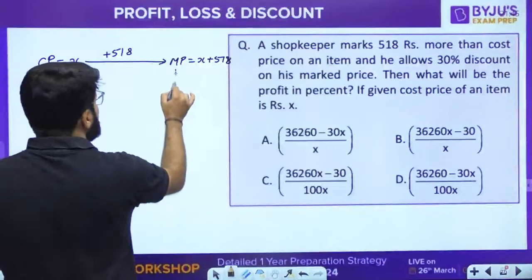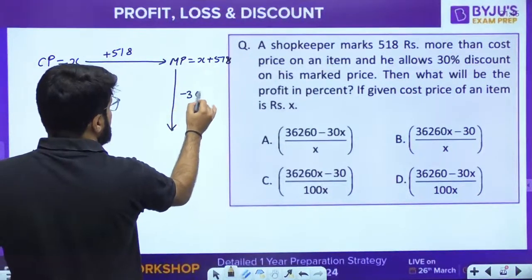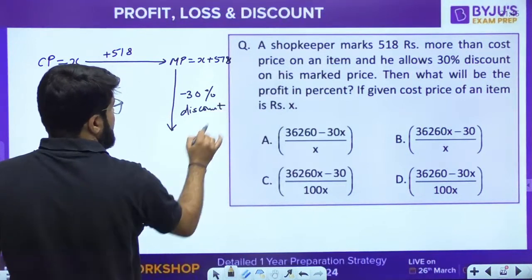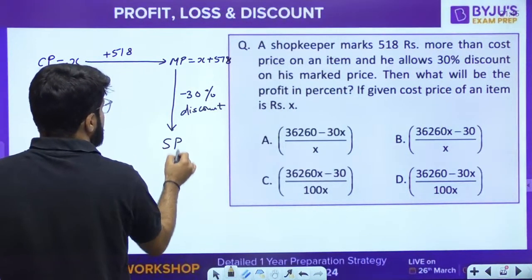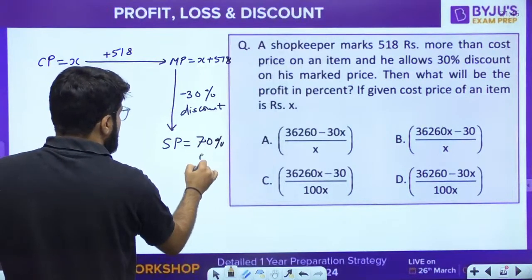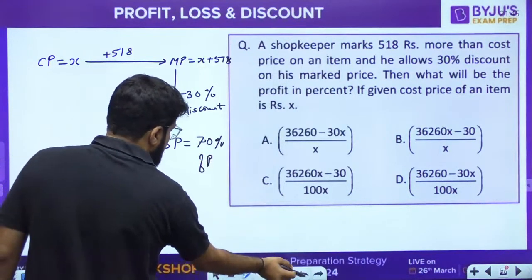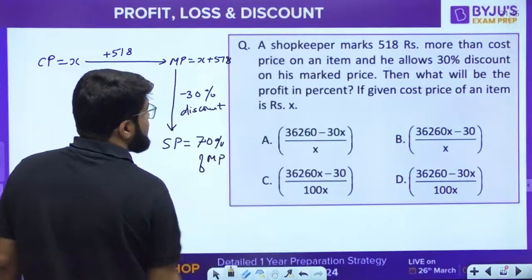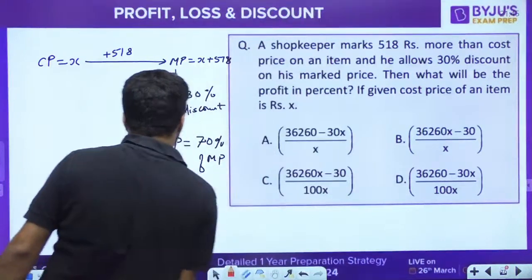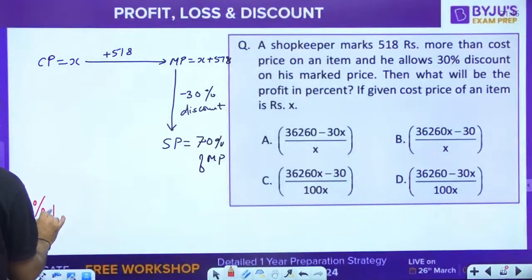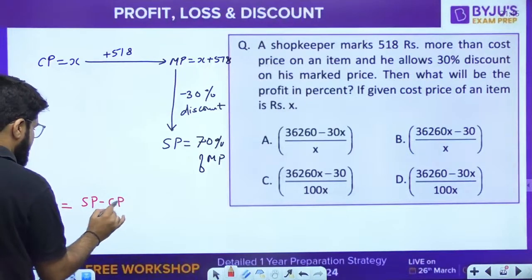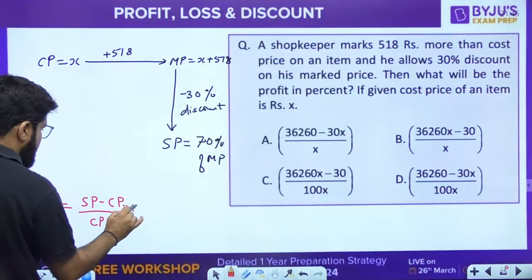And then he allows 30% discount. So 30% goes as discount. Then he obtains the selling price. What is the selling price? 30% is gone, so that is 70% of the marked price. What is the percentage profit? That is SP minus CP upon CP into 100.